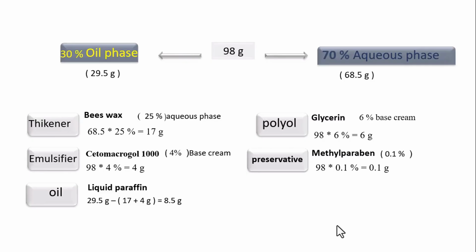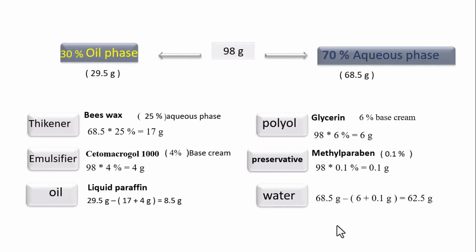To calculate the oil, we do it like this. We see how many grams of the oil phase we had: 29.5 grams in this example. We subtract the thickener, which was 17 grams, and the emulsifier, 4 grams, from the 29.5 grams. That gives us the amount of oil, and the last ingredient we need for this cream is water.